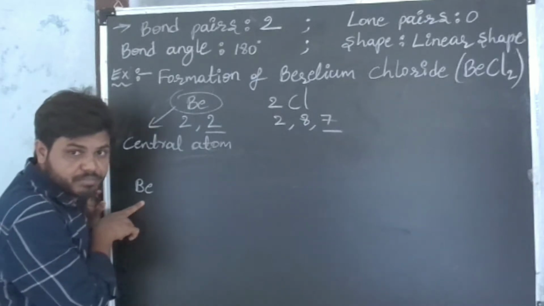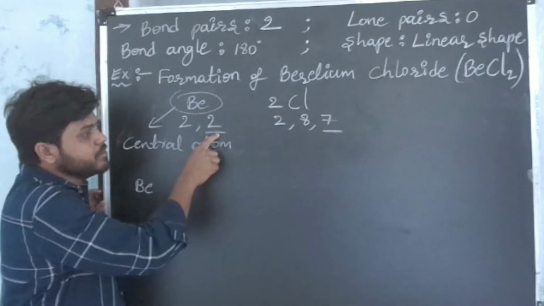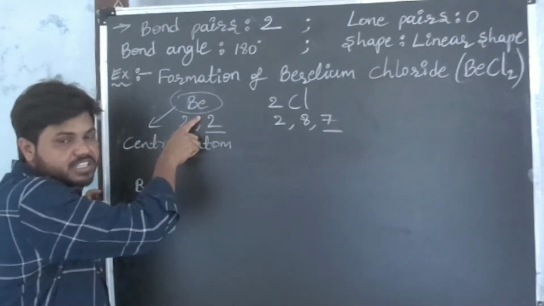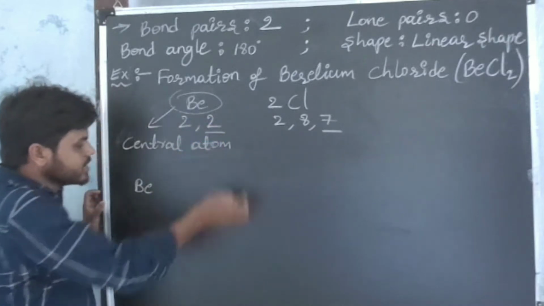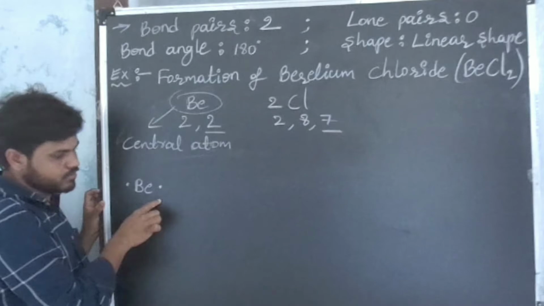After writing the symbol of beryllium, place the valence electrons around the symbol. In beryllium, how many valence electrons are there? Two valence electrons are there in the beryllium valence shell. I am placing these two valence electrons around the symbol.